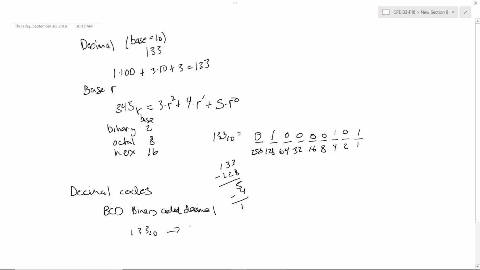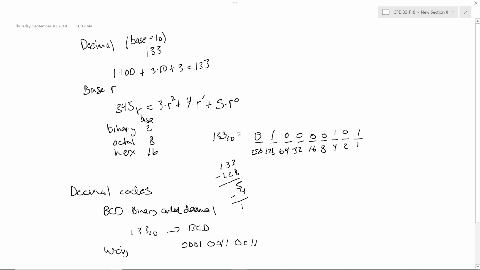So, for example, 133 decimal, if I wanted to convert this to BCD, would be: first digit is a 1, so I have 0001. Second digit's a 3, 3 would be 0011. And then another 3, so I have 0011. This is not the same as the binary encoding. This is a BCD representation, so be careful with that.